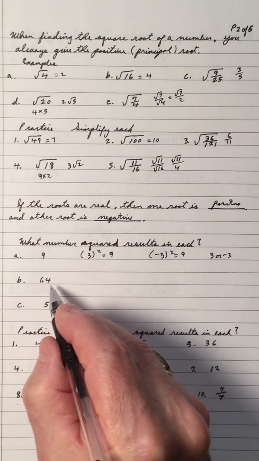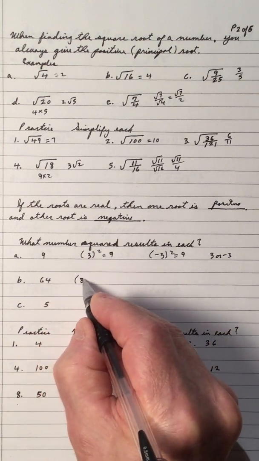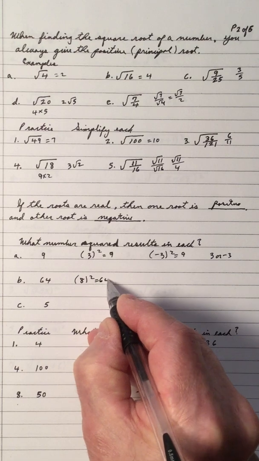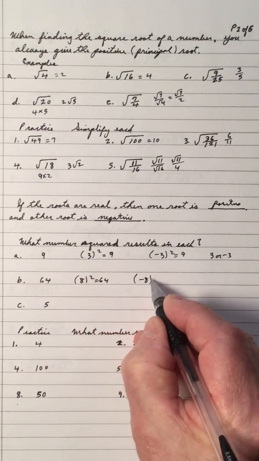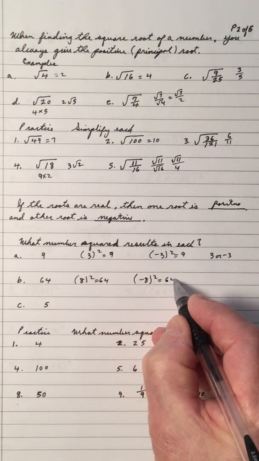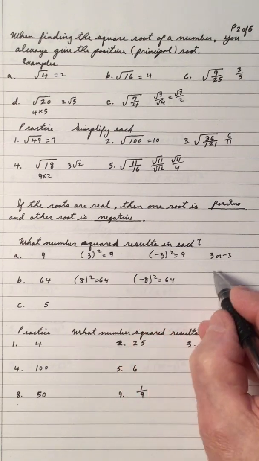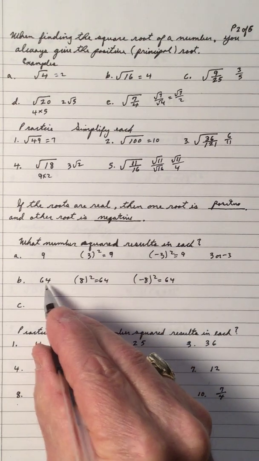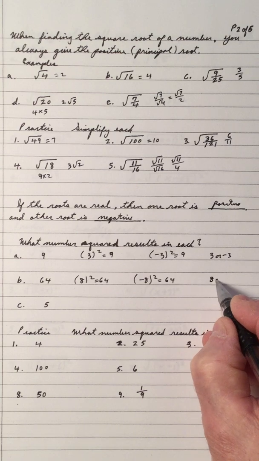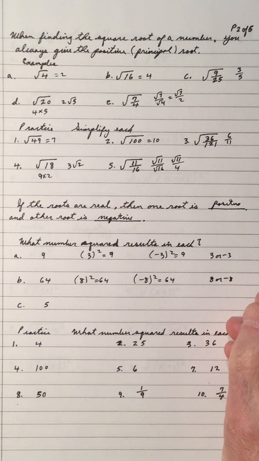What number squared results in 64? Well, that could have been an 8 squared, which is 64, or it could have been a negative 8 squared, which is 64, because a negative 8 times a negative 8 is 64. So what number squared gives you 64? It could have been 8 or negative 8.